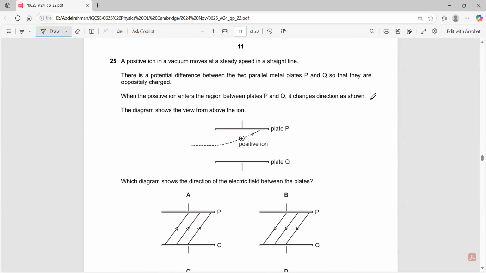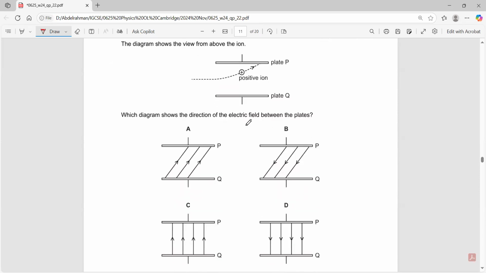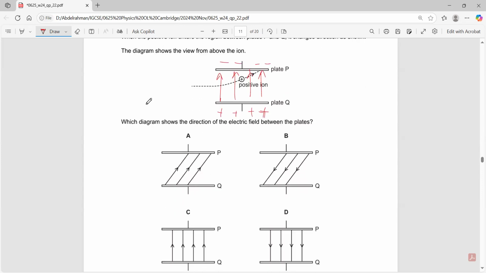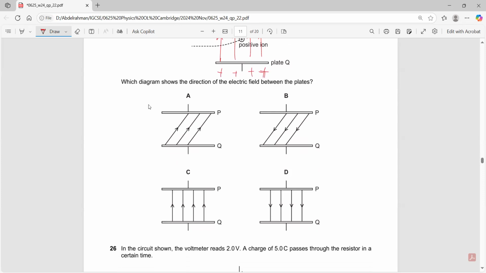A positive ion in a vacuum moves at a steady speed in a straight line. When the positive ion enters the region between P and Q, it changes direction. Which is the direction of the electric field? If this is a positive ion, it has to move toward the negative plate, because this is the positive plate. So the direction of the electric field would be upwards, or we can say C.